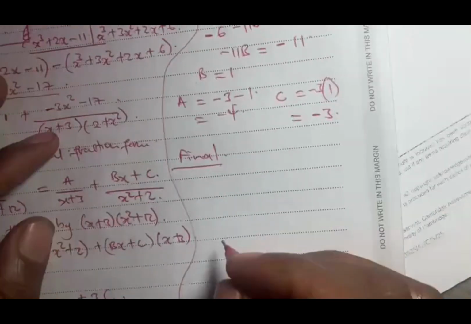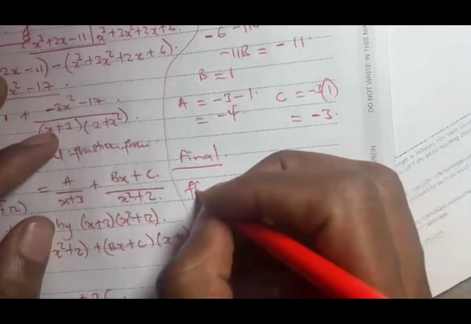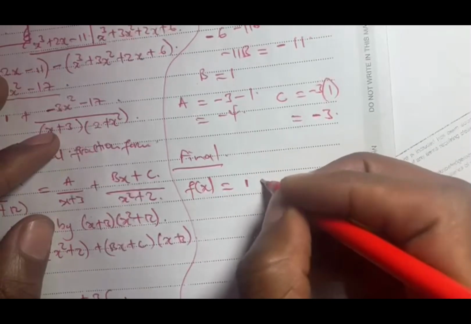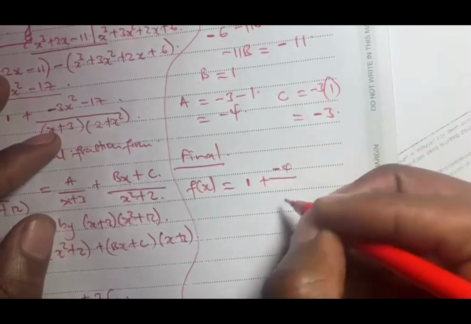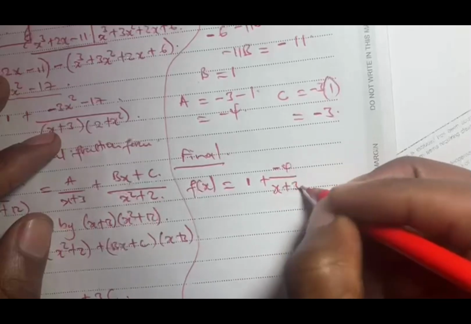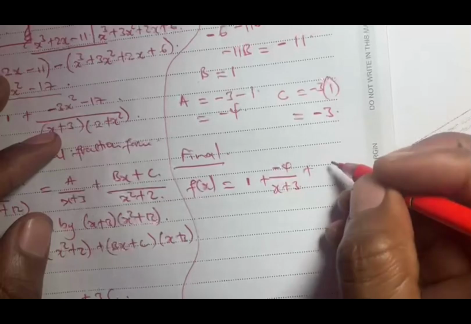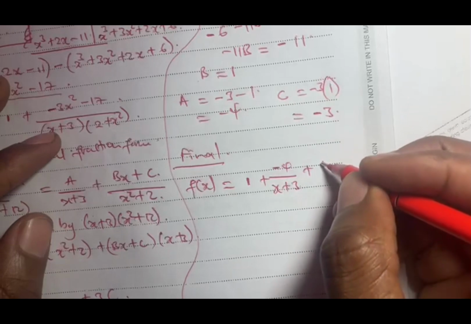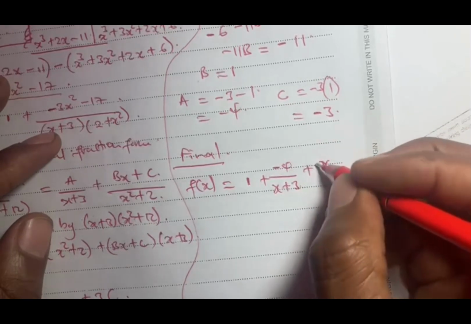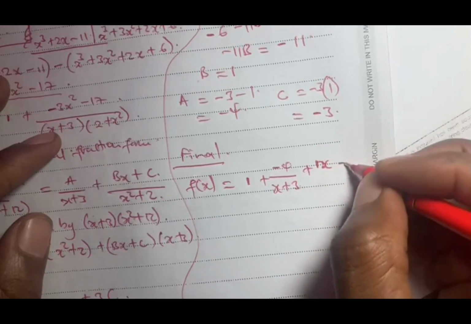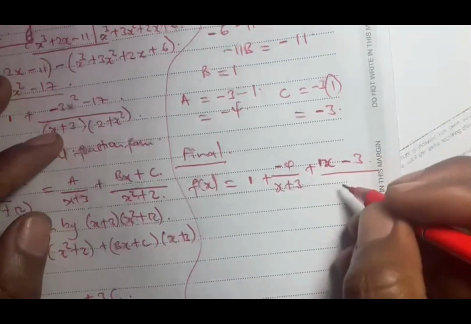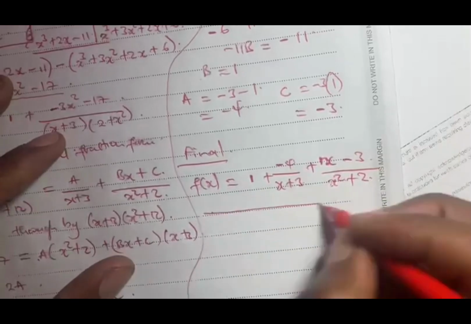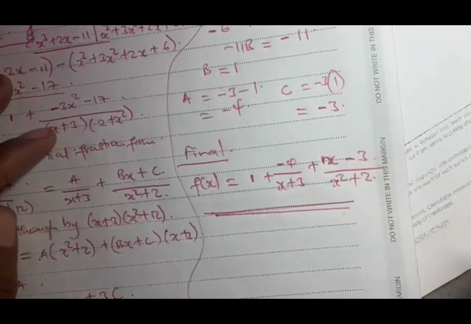It's going to be f of x is equivalent to 1 plus the value of b minus 4 over x plus 3, plus dx plus c. My b is 1, so 1x minus 3, which is the value of c over x squared plus 3. So this is the final partial fraction that I come out with.